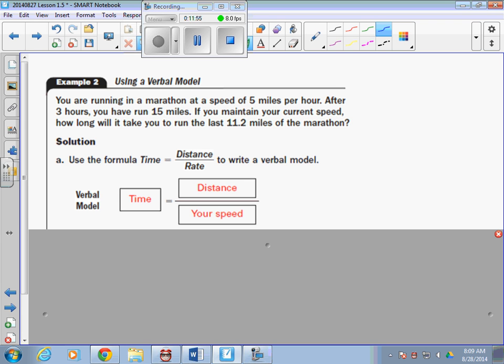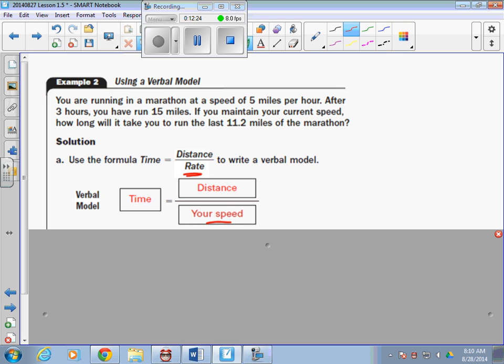It says you're running a marathon at a speed of 5 miles per hour. After 3 hours, you have run 15 miles. If you maintain your current speed, how long will it take you to run the last 11.2 miles of the marathon? It says use the formula time equals distance over rate to write a verbal model. So time equals distance over your speed. Remember, I always tell you guys, rate is synonymous with speed. So time equals distance over rate. Okay, so that's step one, verbal model.